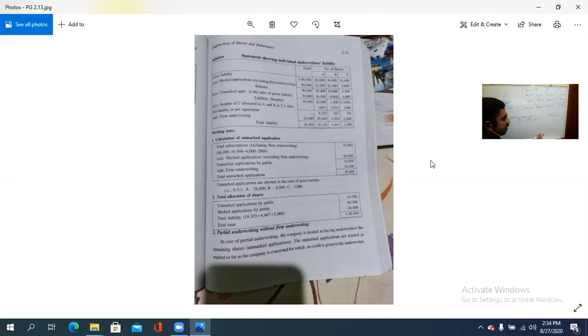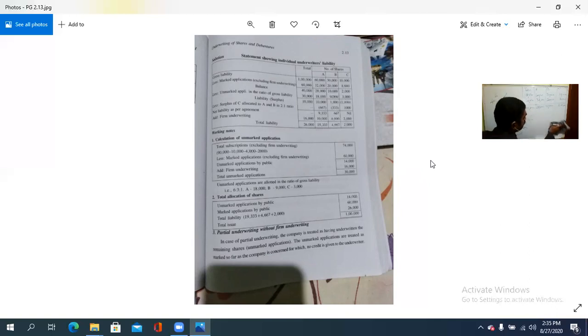That is the 74,000. Then marked application, less marked application. How much? 60. That is directly given in the question. 32 is to 20 is to 8. That is 60. So the remaining is 14,000. Add firm underwriting, isn't it? Yes. Add firm underwriting 16. So 30,000 we need to. The total unmarked application is 30,000.